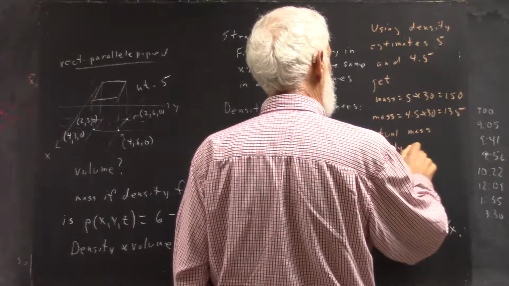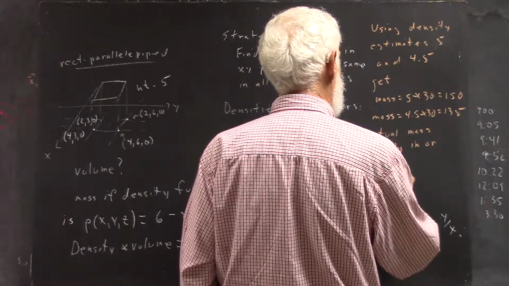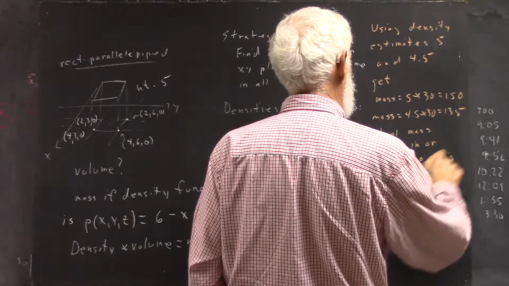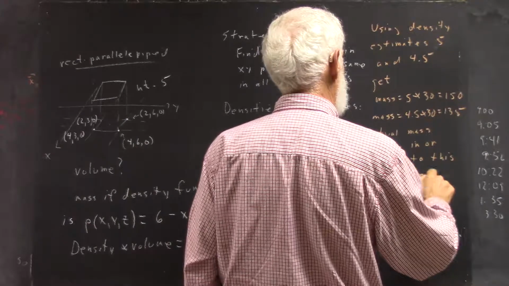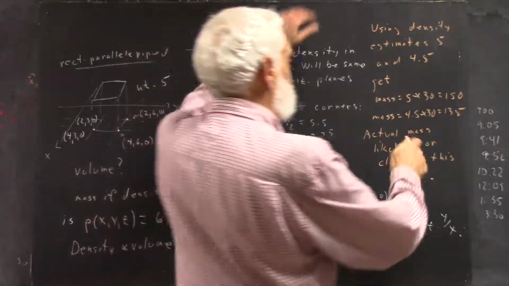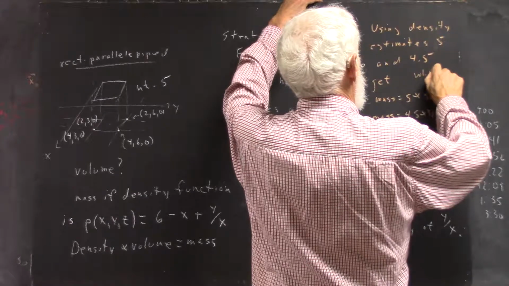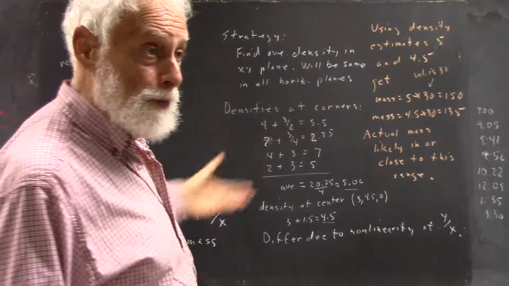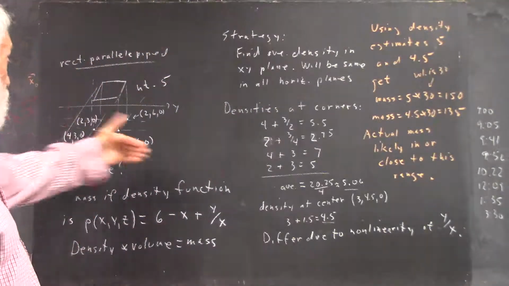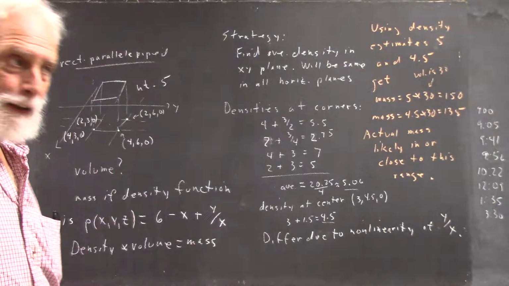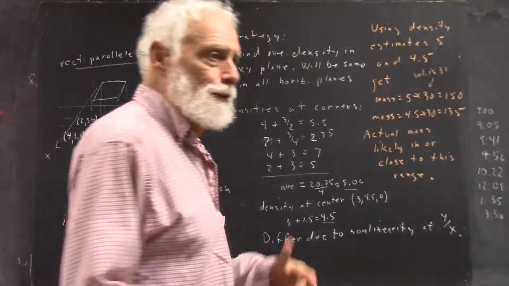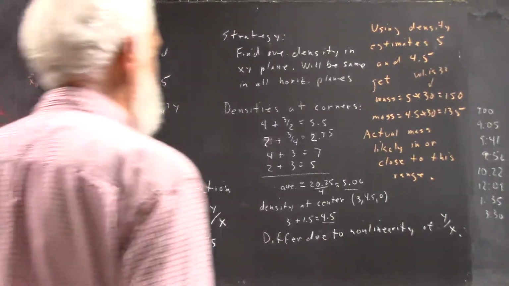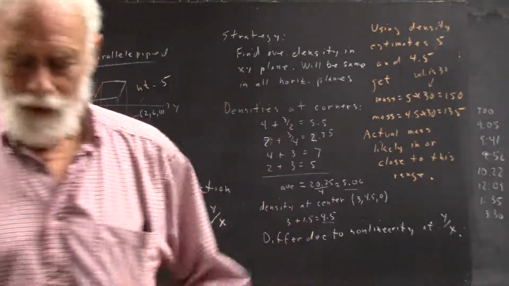And I'll say the actual mass is likely in or close to this range. And I'll also just note that the volume's 30, and that should be completely obvious. You've got a 2 by 3 rectangle, 5 units high. Area of the base is 6, area of the base times the altitude's 30. Okay? So, how can we refine this? Think about it a little bit.